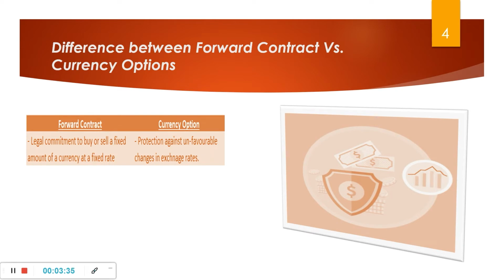How is a currency option different from a forward contract? A forward contract is a legal commitment to buy or sell a fixed amount of currency at a fixed rate on a given future date. A currency option, on the other hand, offers protection against unfavorable changes in exchange rate without sacrificing the chance of benefiting from more favorable rates.